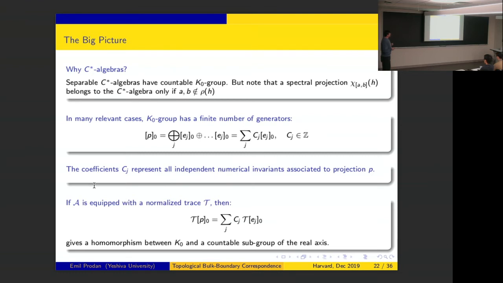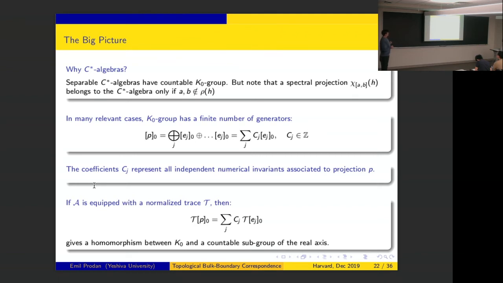Here is an observation which says that the projection, which is just the indicator function of an interval on the Hamiltonian, belongs to the C-star algebra only if the ends of the interval are in a gap. So it means as long as you stay at the C-star algebra level, you cannot approach the case of dynamical gap, which is the case of strong disorder, where there is no spectral gap whatsoever, there are only dynamical gaps.